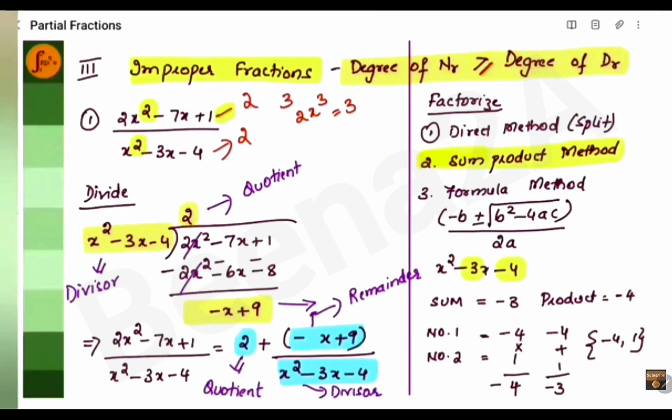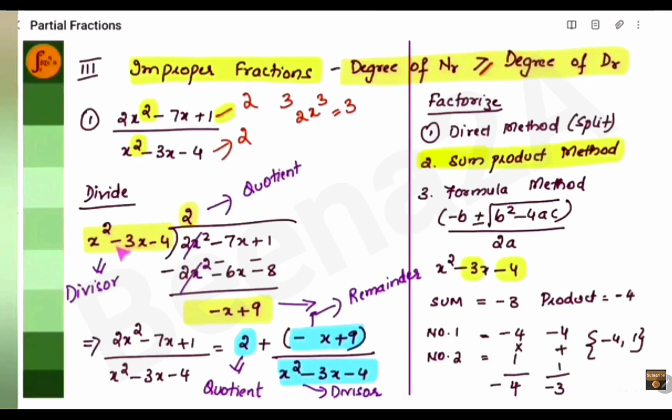So how do we divide? Now here you have 2x square minus 7x plus 1. And here we have x square. So we'll have to multiply some number with x square so that we get 2x square. This first one. So we have to multiply 2. So x square into 2 becomes 2x square. Why should we do that? So that we can cancel the terms. So now 2x square and 2x square will get cancelled.